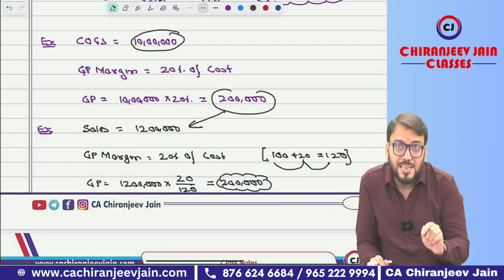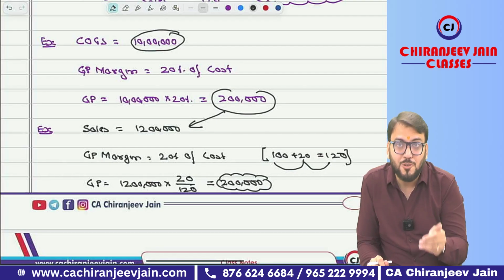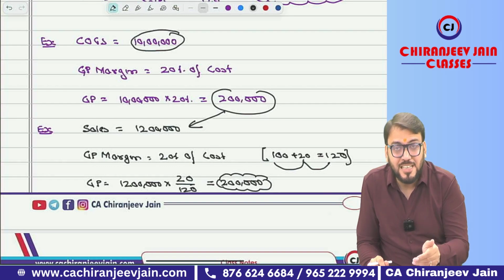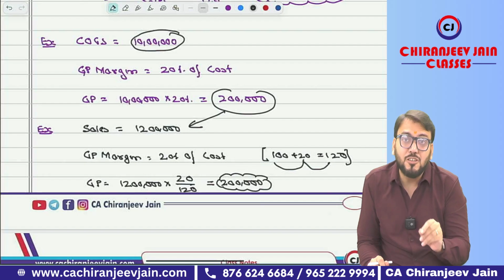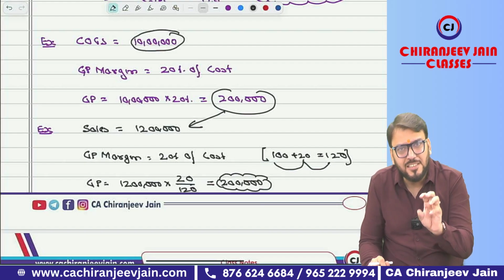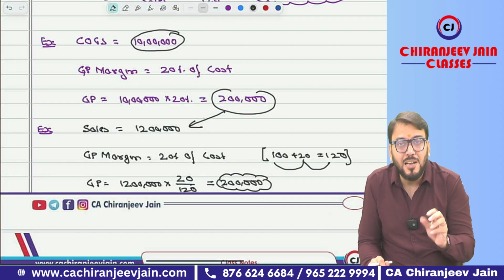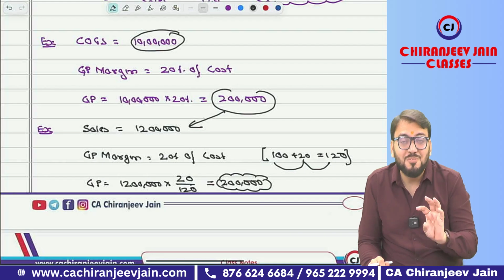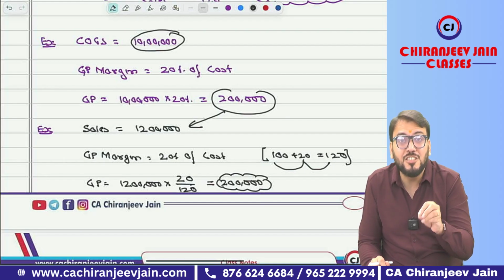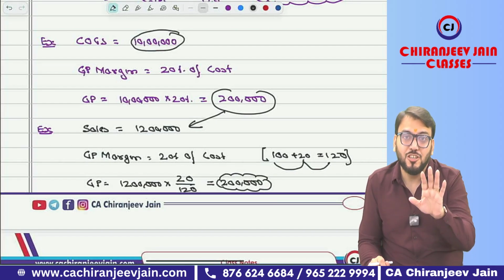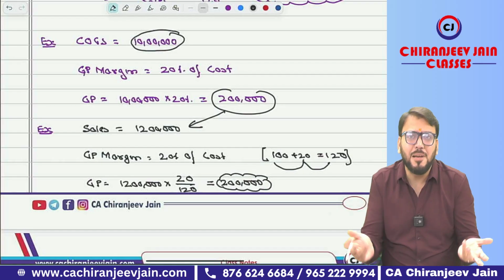So in the first example, GP margin was in terms of cost, and in the second example, GP margin was in terms of sales. So you need to understand when to use which margin. Whenever sales information is given, you need to multiply sales with GP margin in terms of sales. Whenever cost information is given, you should multiply cost with GP margin in terms of cost. Got this one? This is the concept. This is nothing but mathematics.